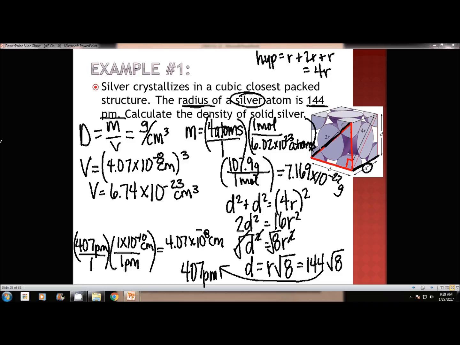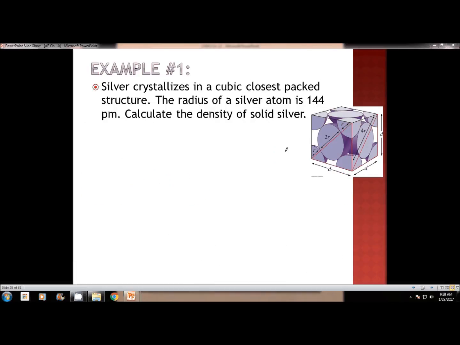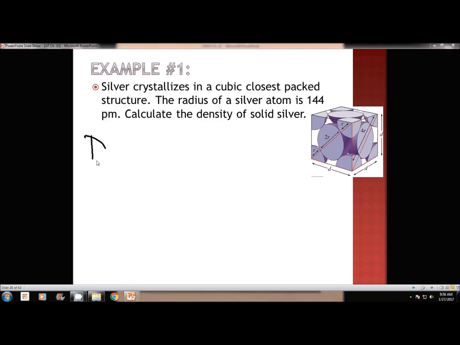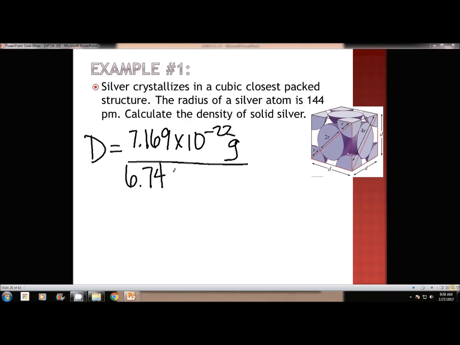Okay, so now I'm going to have to erase because I'm out of room, right? But we're going to use our volume and our mass that we solved for to find our density, which is the whole point of the problem. So for the density, we'll take our mass, which is 7.169 times 10 to the negative 22nd grams, over our volume, 6.74 times 10 to the negative 23rd cubic centimeters, and the density is 10.6 grams per cubic centimeter.